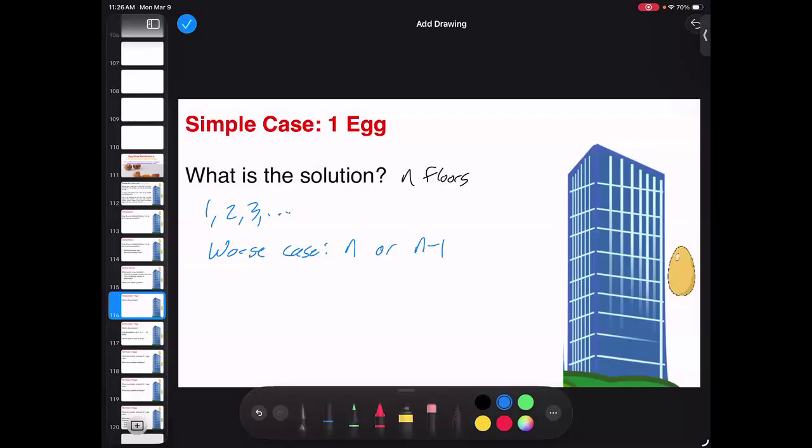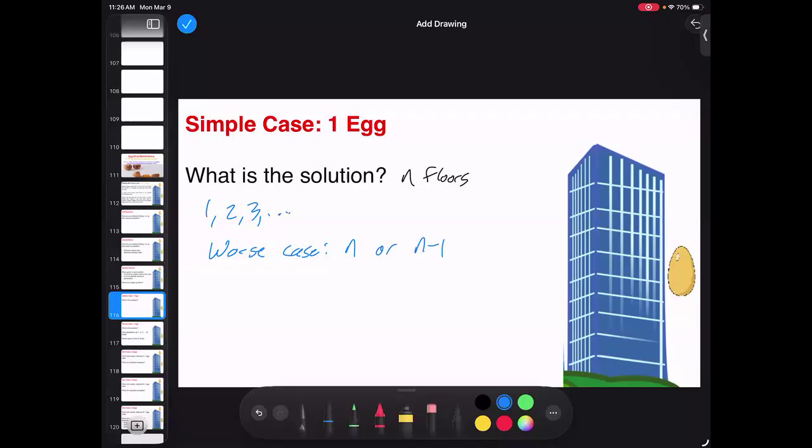If I know the egg has to break, then if it has to be broken by floor 99 and I have 100 floors, it breaks on floor 100. Maybe the egg doesn't have to break. Maybe every floor is safe, in which case I would have to do all of it. I don't really care about the +1 or the -1. I just care it's on the order of n drops.